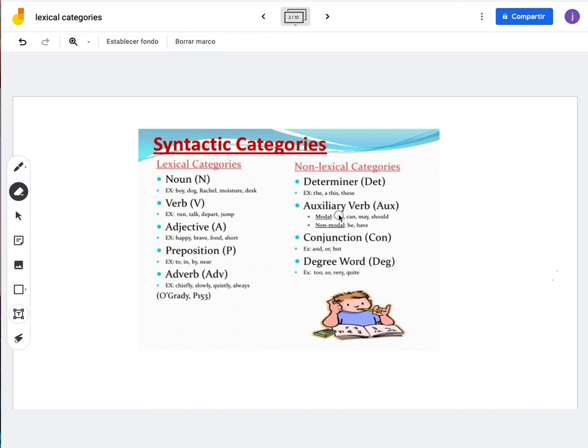Now, all words belong to one of these categories, so we are going to write three words and check which category they belong to. So I'm going to write three words like this: red, run, and the.